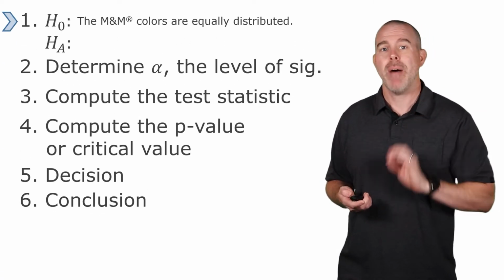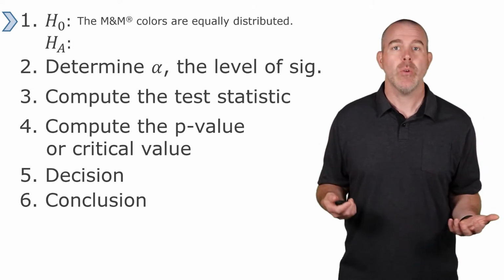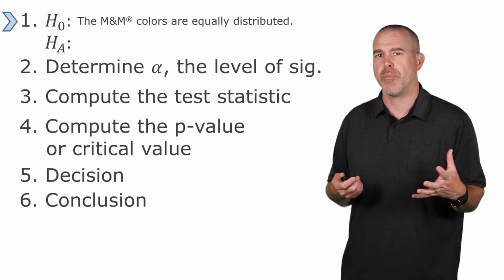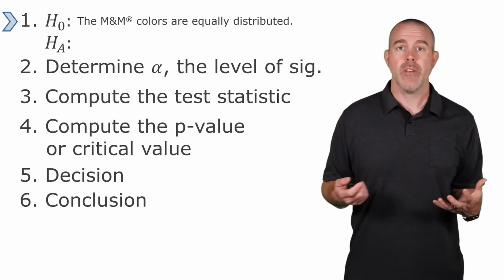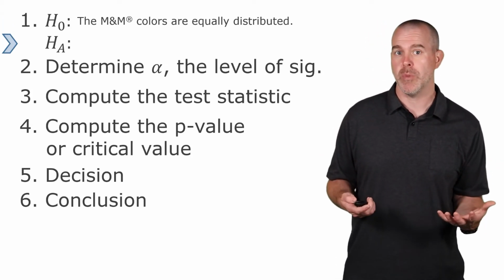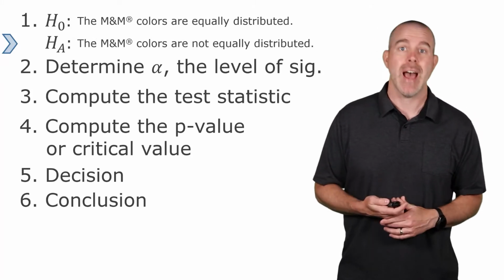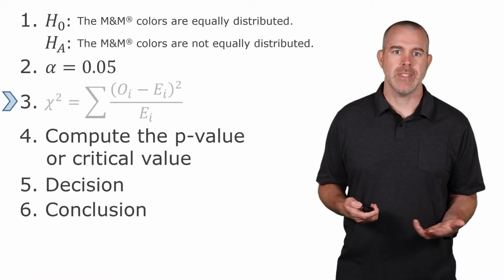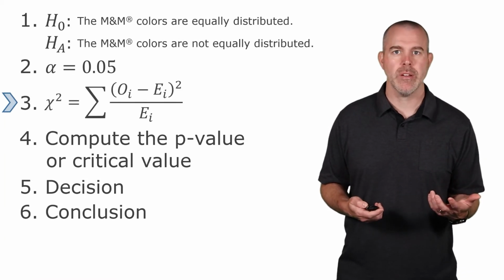So the null hypothesis here is that they're equally distributed. Remember, the null hypothesis has to be what you assume is true, and then you have to prove a difference from that. So we could assume they're all equally distributed. Then the alternative would be that they're not equally distributed. Same alpha. The test statistic is still that chi-squared.